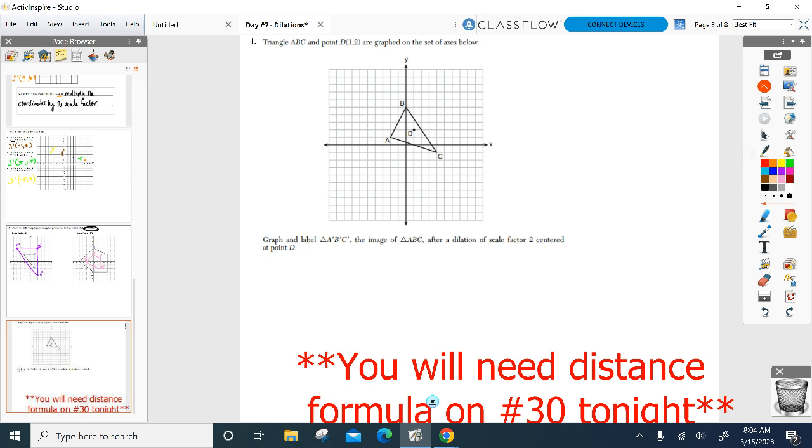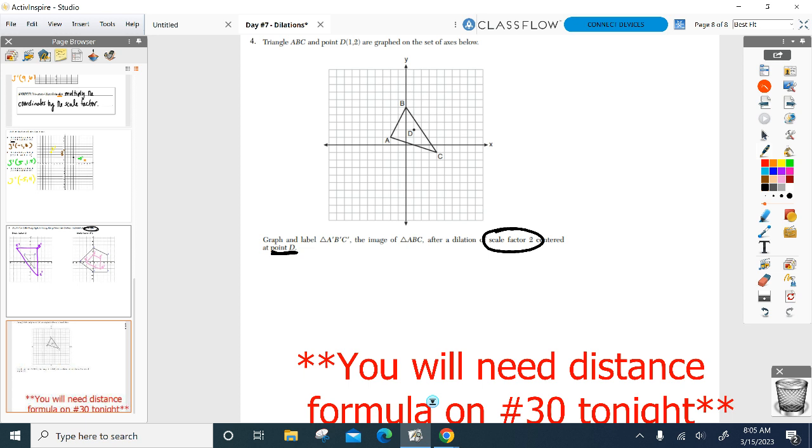All right, graph and label A prime, B prime, C prime, the image after dilation, scale factor of 2, but be careful here. We're doing it around point D, okay? Point D, so you can't multiply your coordinates now. You have to do slope. Make sure you start at point D. Start at the center of dilation. Don't start at the point you're dilating.